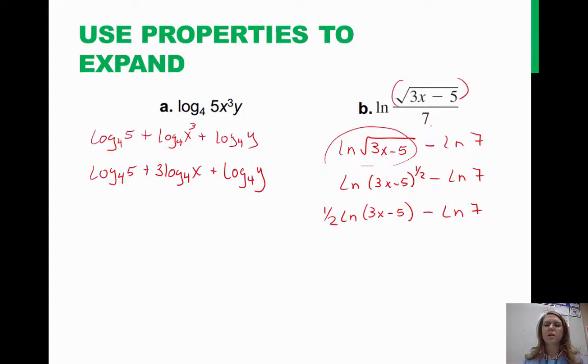Okay, so one of the things that you might be tempted to do is to take this a little bit further and break this down, distributing that ln, the natural log. You cannot do that in this case. You can only further expand it if it's just pure multiplication. So if it was just ln of 3x, then I could have expanded it further. But because it's 3x minus 5, there's a subtraction operation going on inside of here. This is as far as I can go.